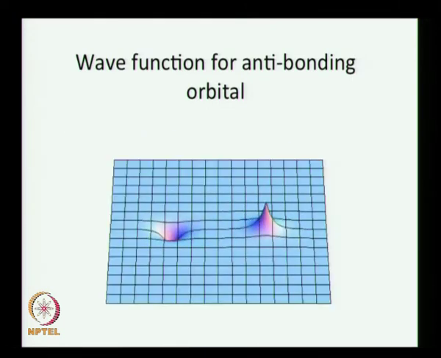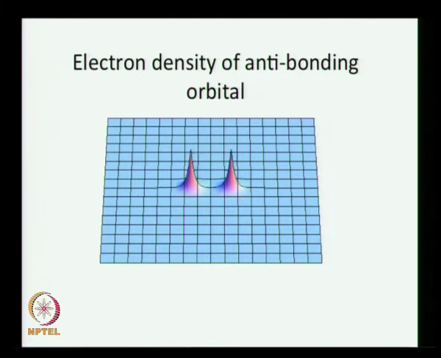So, this is an animation showing the wave function as the two nuclei approach, and in the next animation I have the electron density. If you look at this animation, you would realize that even though the nuclei are approaching, right in the middle, right in the center, there is no build-up of electron density, and that is why this orbital is antibonding.